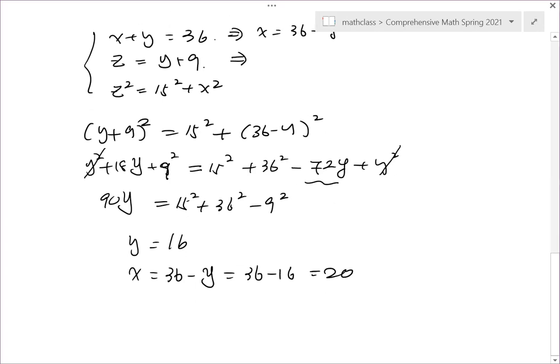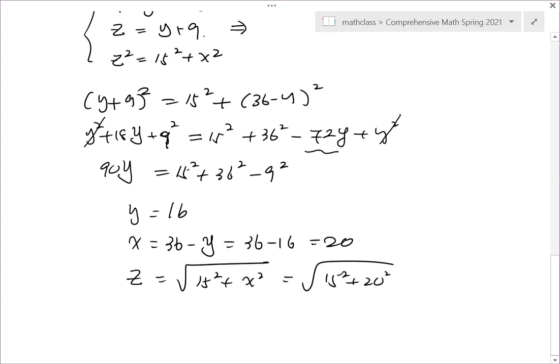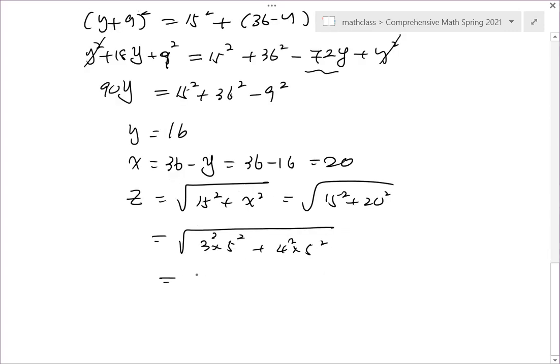Okay, z is probably not an integer, right? Z is going to be the square root of 15 squared plus x squared. So 15 squared plus 20 squared. Let's see. Maybe it's also an integer. Yeah, it looks like it. You don't even need to multiply this out. So 3 times 5, and here's 4 times 5, squared. So there's a common factor here, 5 squared. So you take this out. 3 squared plus 4 squared is 5 squared. So 5 squared is 25.